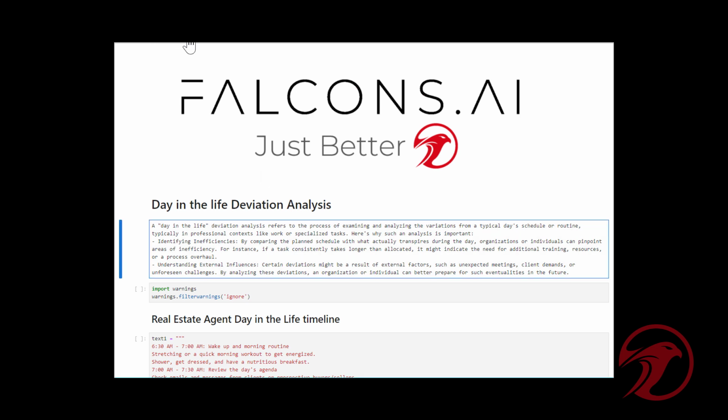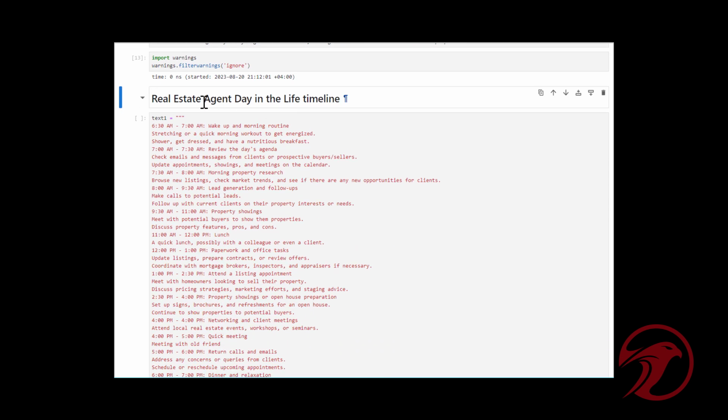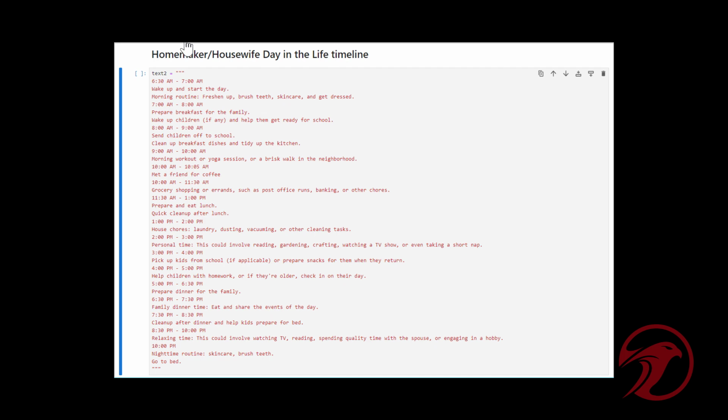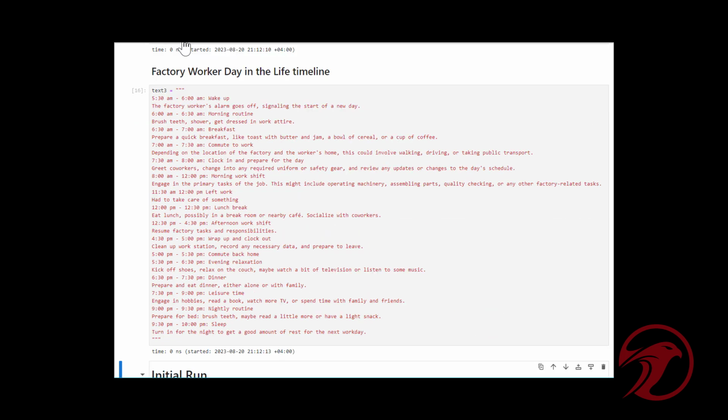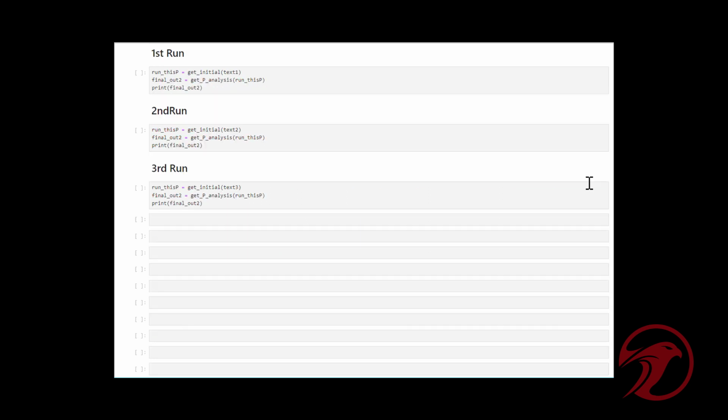So let's just give it a quick look. What I have is a couple examples. I have a typical day in the life of a real estate agent, a day in the life of a homemaker or housewife, and then a typical day in the life of a factory worker. Granted, I know these all have a lot of bearing on region and culture, but this is just a basic outline or a basic snapshot of what that may entail. So let's run all three analyses and see what we get.